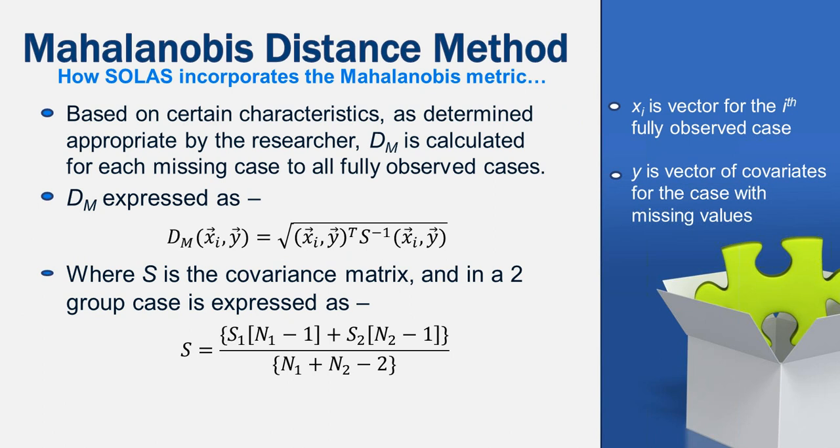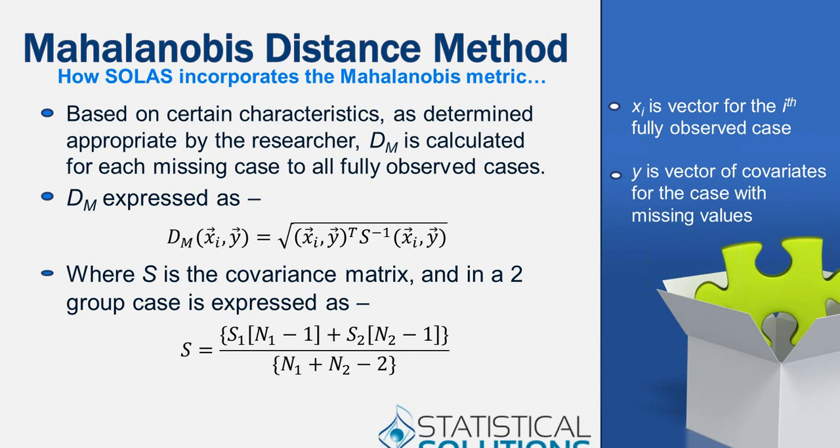So what is the Mahalanobis distance and how is it incorporated into multiple imputation? Well, the Mahalanobis distance, defined back in 1936 by Mahalanobis himself, is defined by this equation here: d_M(x_i, y) is the square root of (x_i minus y) transpose S inverse times (x_i minus y), where x_i is a vector of the ith fully observed case, and y is a vector of covariates for the case with missing values.